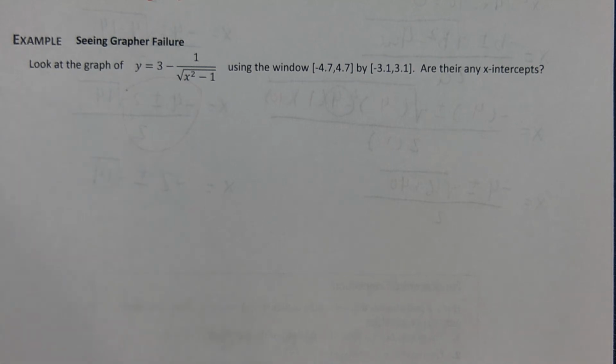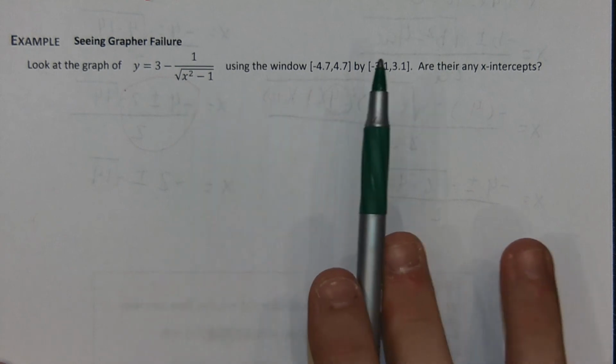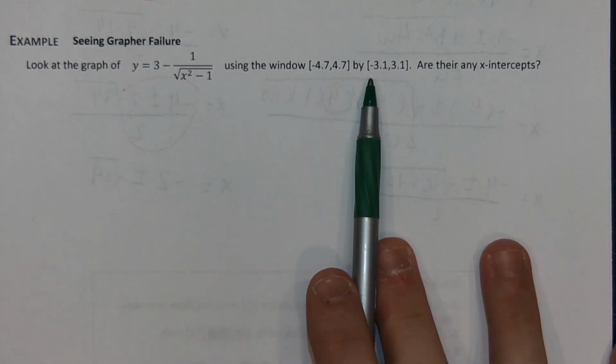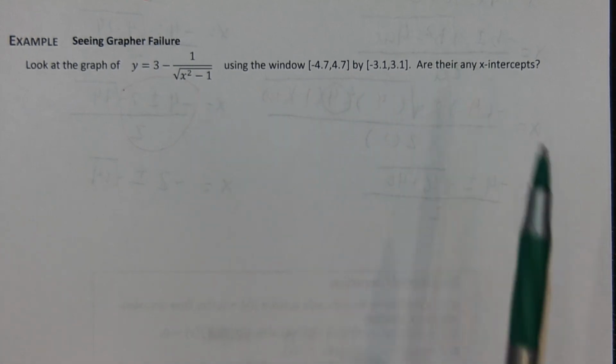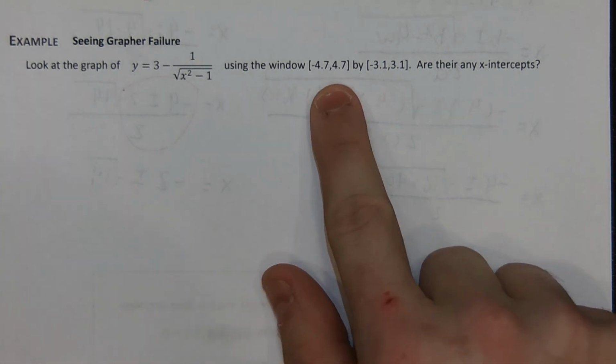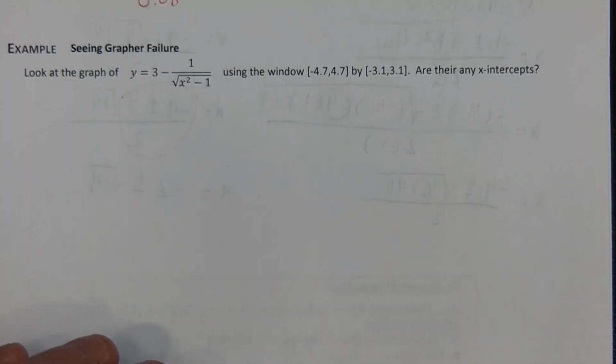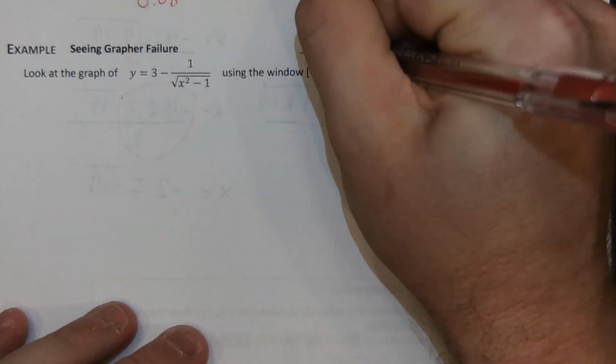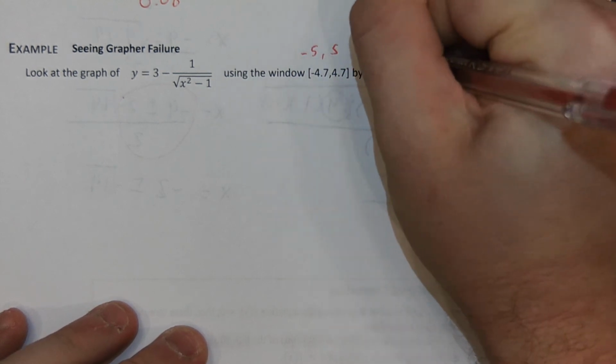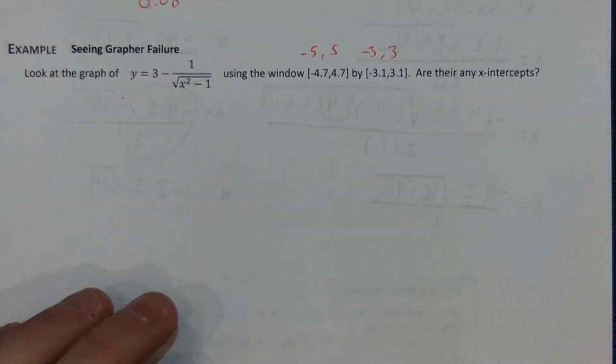So this says seeing grapher failure. It tells you to look at this graph in this window and say, are there any x-intercepts? This window is kind of strange, so I'll tell you what I'm going to do. I'm just going to change those numbers to -5 to 5 and -3 to 3. I don't know why they're so odd.